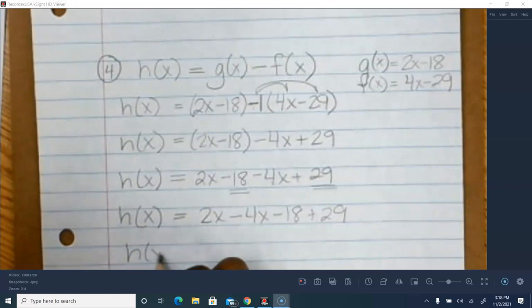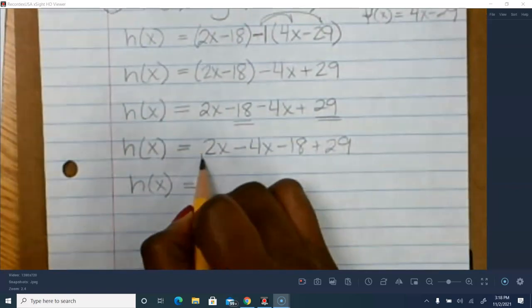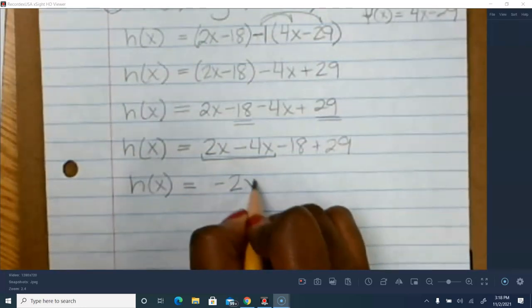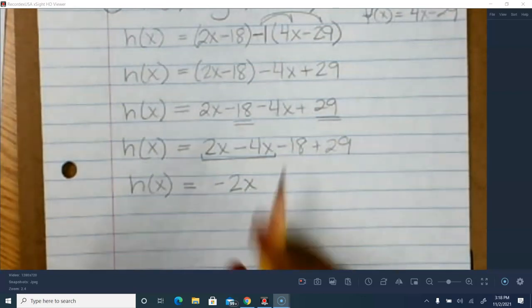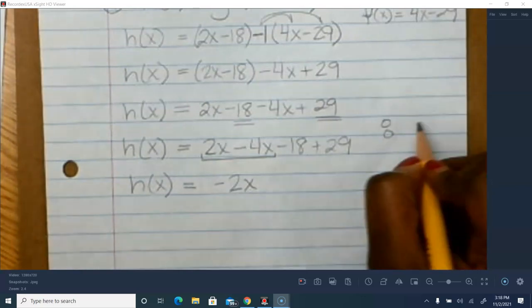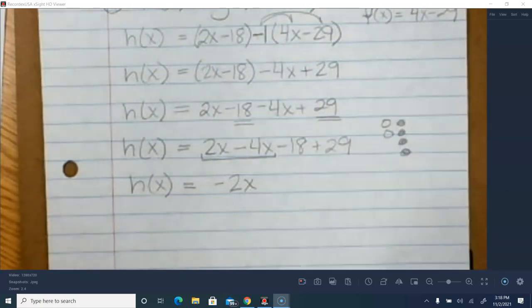So now I have h of x is equal to 2x minus 4x. You can't take 4 from 2, so you're going to end up with a negative, and so we're going to have negative 2x. Please do not forget to carry your x. Do not drop it. Another way to look at that is if I have 2 positives, but I have 1, 2, 3, 4 negatives.